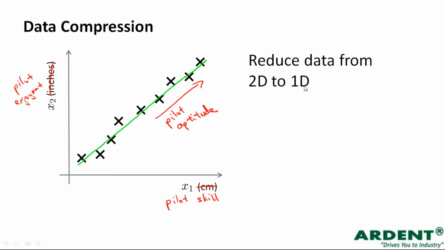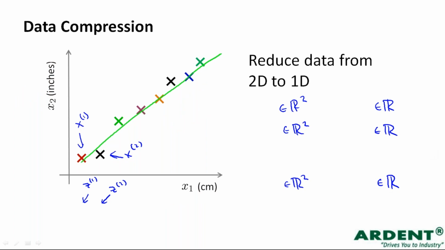Reduce data from 2D to 1D. This is called data compression. Here we have x1 centimeter and here we have x2 centimeter, x axis and y axis, right? So neither are we going for x1, nor for x2, we are going for this particular green line, trying to reduce the dimension of the data. कुछ समझ में आ रहा है इससे? Data compression, reducing the data from 2D to 1D.